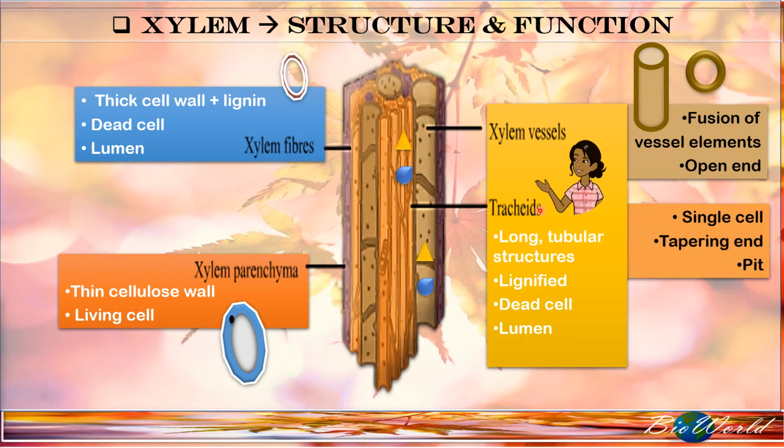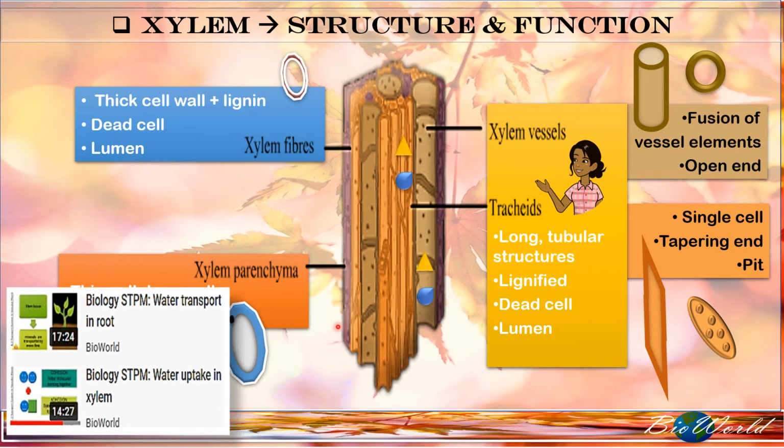However, tracheids are individual cells. Their structure has a tapering end where you can see it is pointed at the tips here. And since these individual tracheid cells are not fused together, they still have a cell wall. But to enable the transport of the water and minerals from cell to cell, there are tiny holes in the cell wall called pits.